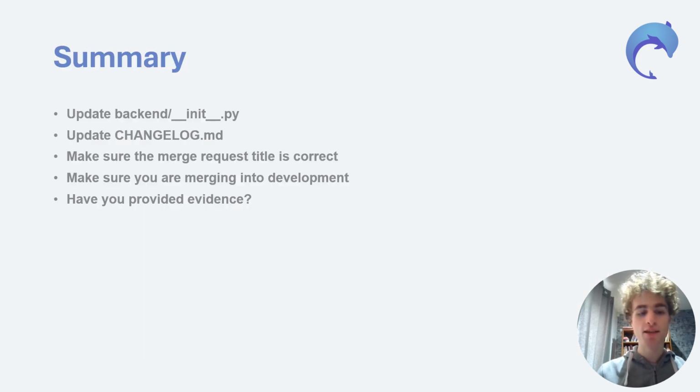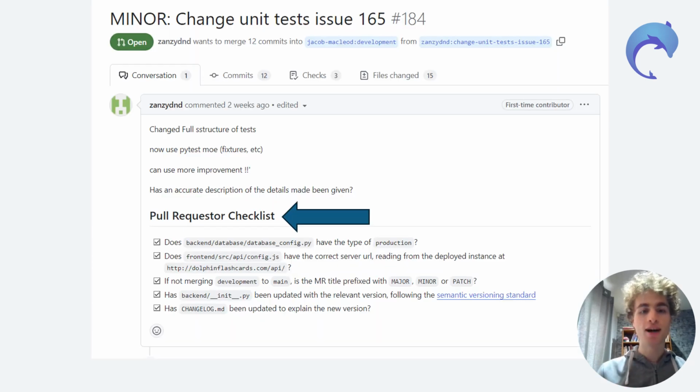And so then in the summary, you can see the 5 things that you do here. You update init.py, you update changelog.md, you make sure the merge request title is correct, you make sure you're merging into development, and you make sure you provided evidence of or an explanation of the change you've made. And then finally, to help you remember, you can use this pull requester checklist, which has a lot of these things.